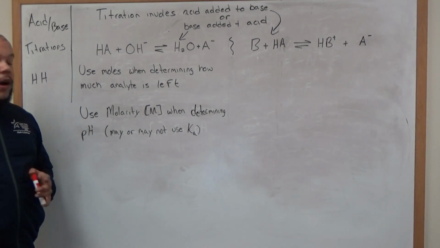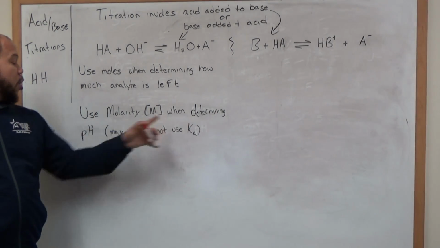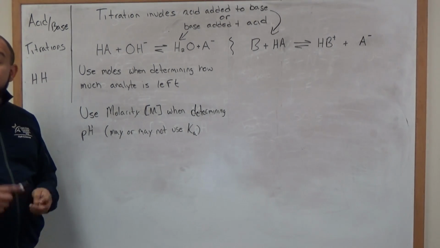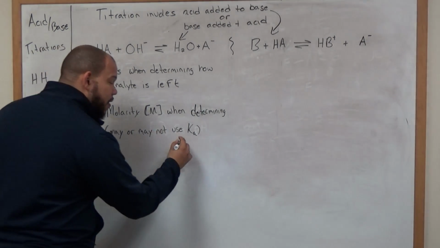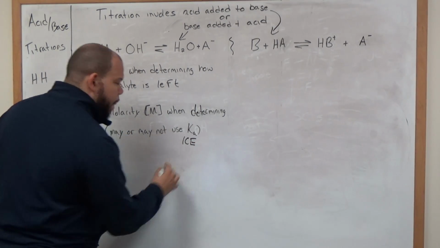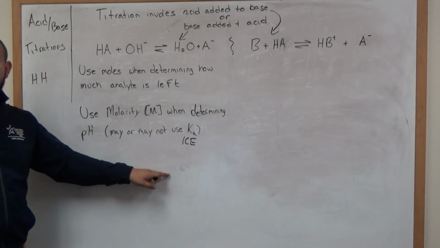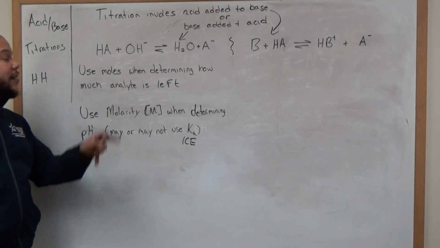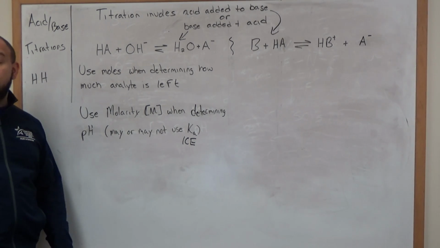When do we use molarity? We use molarity when we're determining pH. We may or may not use Ka. So that means we may or may not use the ice table. We are not necessarily putting moles in the ice table. I usually wait and put molarity in the ice table after we have used the moles to determine it.